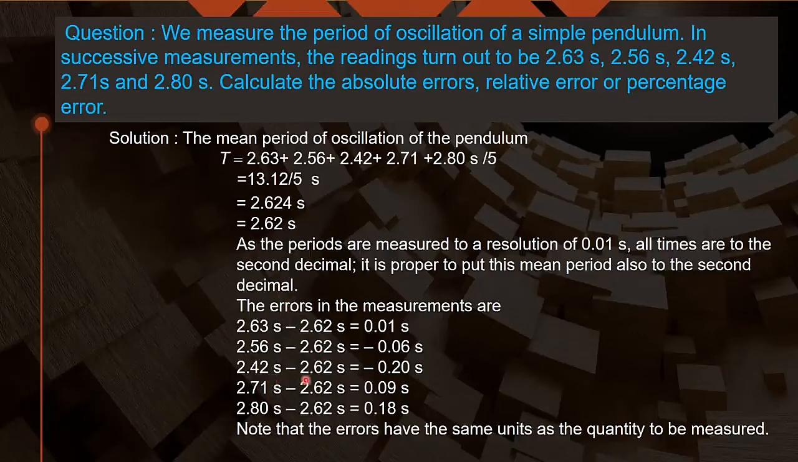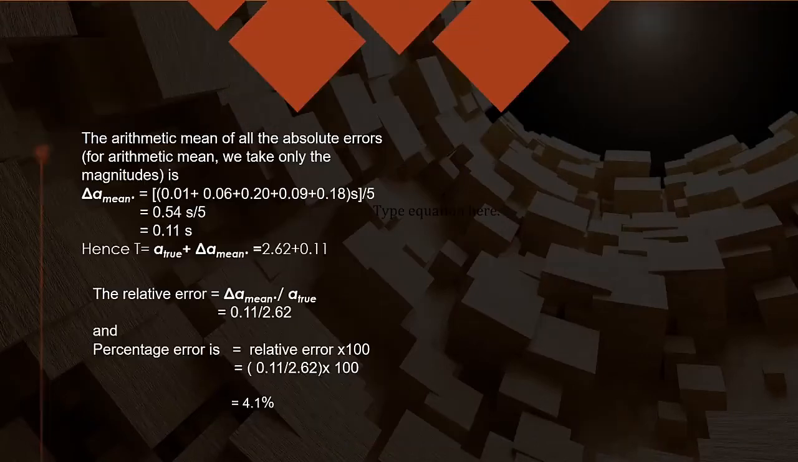Then subtract the true value from the third observation. Again you are getting a negative sign, 0.2. Similarly, for the next observation, 2.71 minus 2.62, I am getting 0.09, but positive. Similarly, for the last observation I am getting 0.18 with a positive sign. These all are the errors.